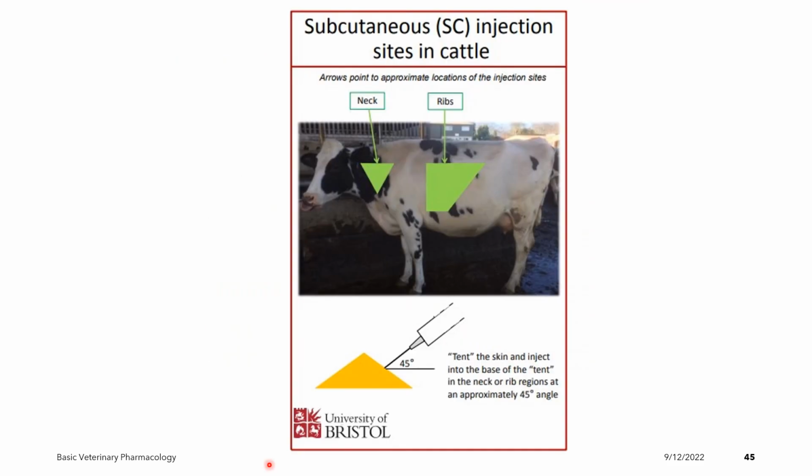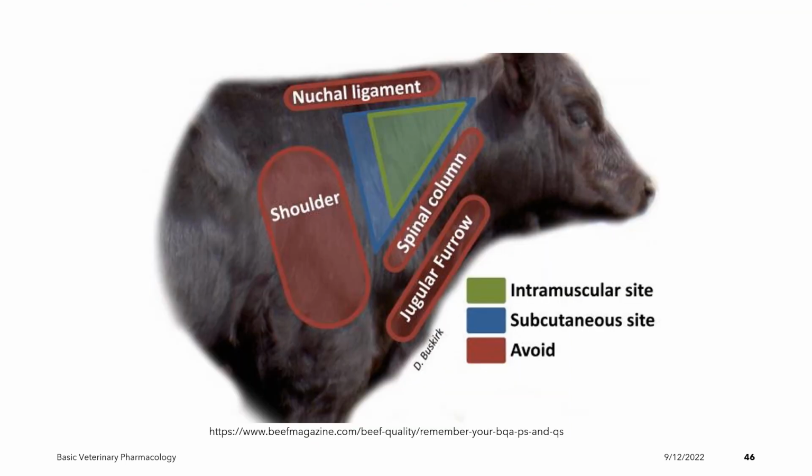This diagram shows the subcutaneous SC injection sites in cattle. The arrows point to the approximate locations of the injection sites in the neck and the ribs. This is taken from the University of Bristol. This diagram shows the preferred sites for the intramuscular and the subcutaneous routes for cattle. We also have here areas that must be avoided when doing the IM or the SC route of drug administration. For all cattle, and especially beef cattle, the preferred site to give intramuscular injections is into the neck muscles to avoid damage to higher priced cuts of meat or the risk of damaging the sciatic nerve, particularly for thinner cattle.